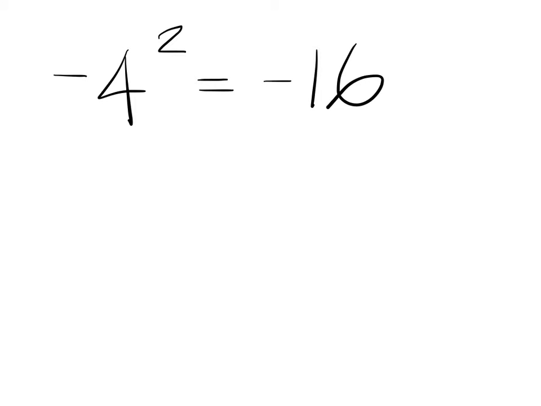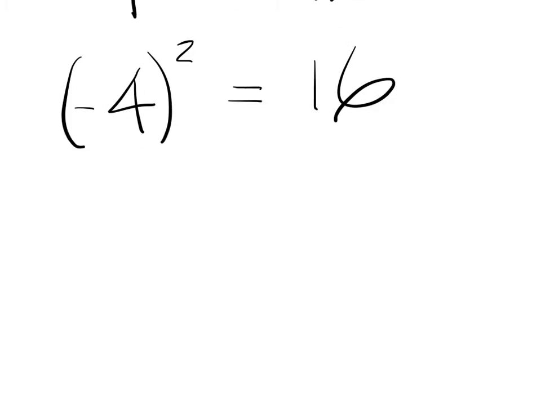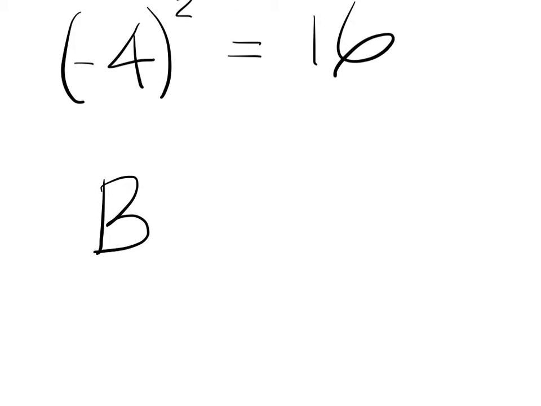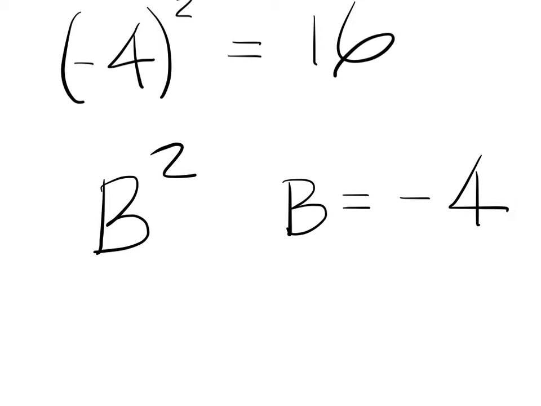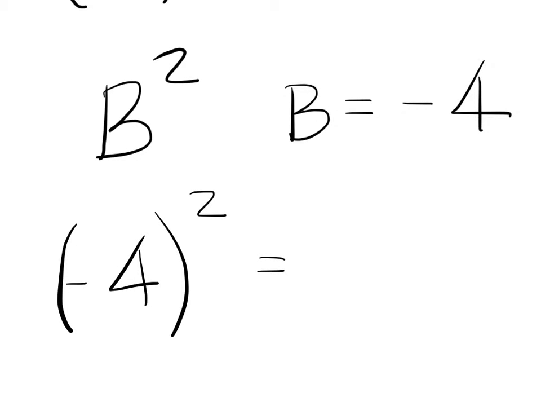Here's a review that may help most of you. Negative 4 squared is negative 16. The quantity squared of negative 4 is positive 16. Anytime you have something like this, b squared, and b equals negative 4, you treat the variable as a set of parentheses. And with that, the quantity squared of negative 4 is positive 16.